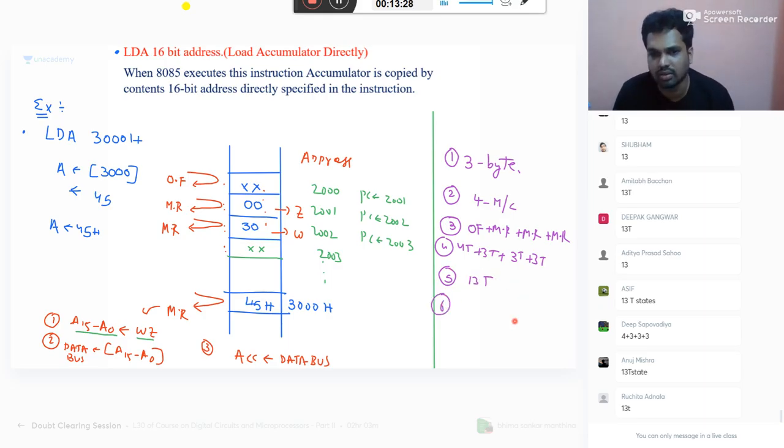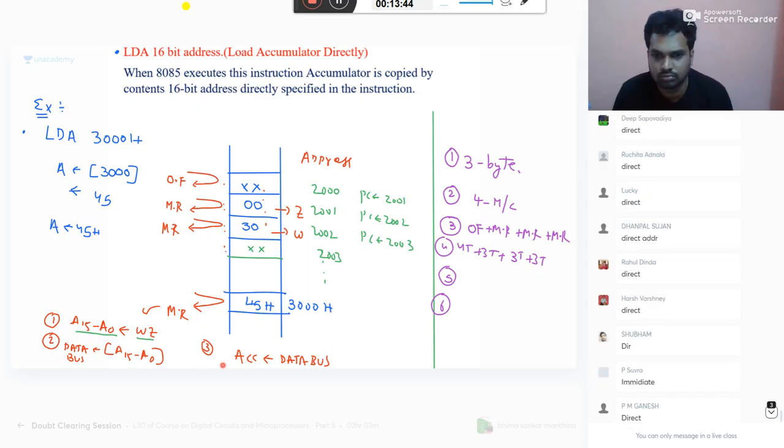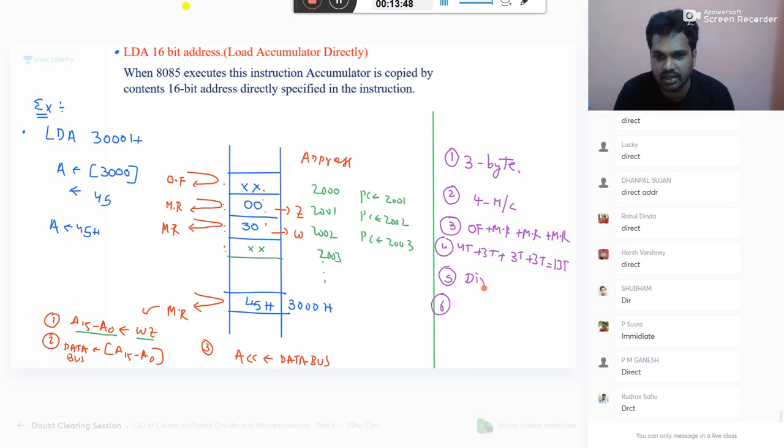Then, what is the addressing mode? You should say directly the address is given in the instruction. Very good. If data is given immediately, that is immediate addressing mode. Here it is direct, not register direct, simply direct only. Direct addressing mode. The address is given directly in the instruction.